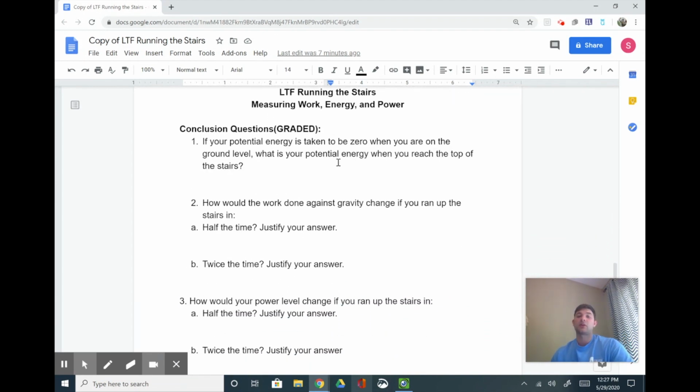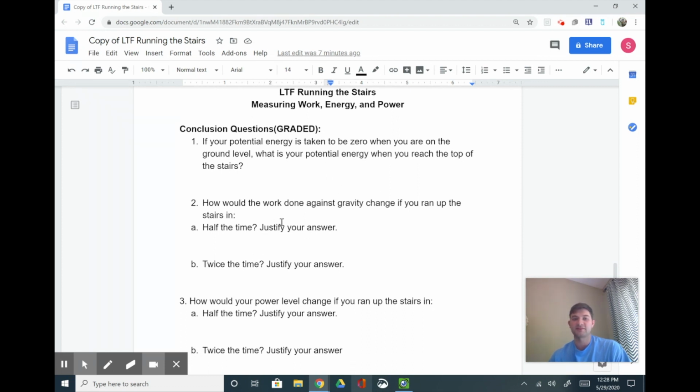So now the conclusion questions is where this lab really shines, because these questions can be difficult, but it's all about equation manipulation. You're getting your same equations, but you're actually just affecting the values, and you can work through it, and they can actually see, okay, if you did half the time.